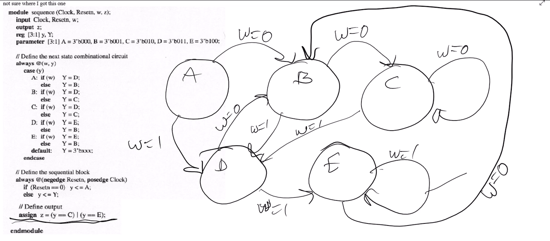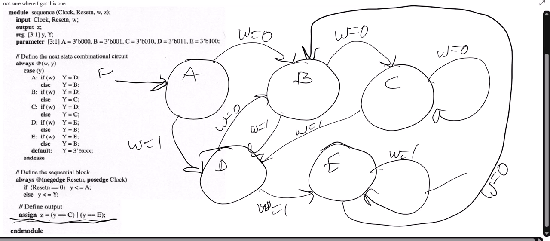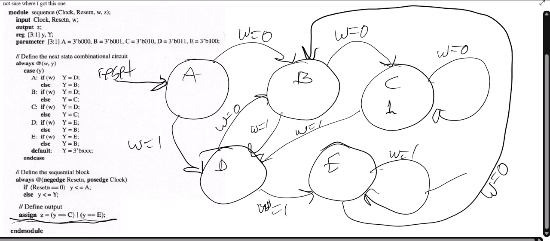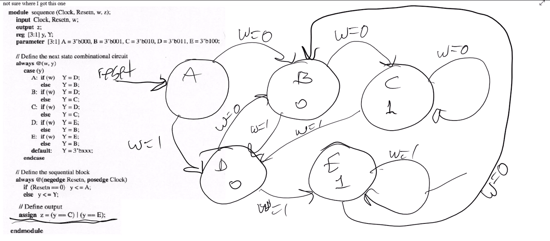And then this always block tells us that our reset state is A. So put a reset here at A. And then the else y equals y, that advances to the next state. And then our output is Z equals, does y equal C or does y equal E? So Z is 1 if y is C or if y is E. Otherwise, Z is 0.